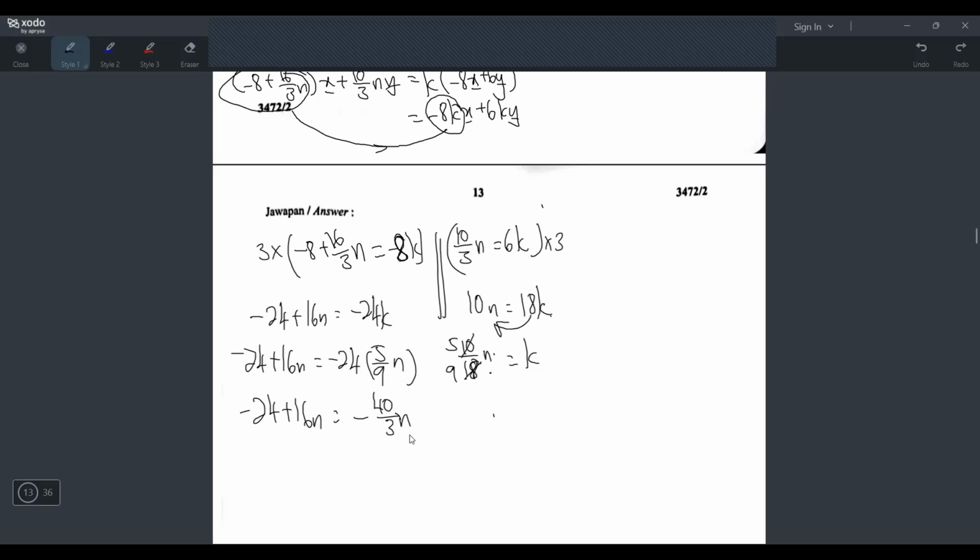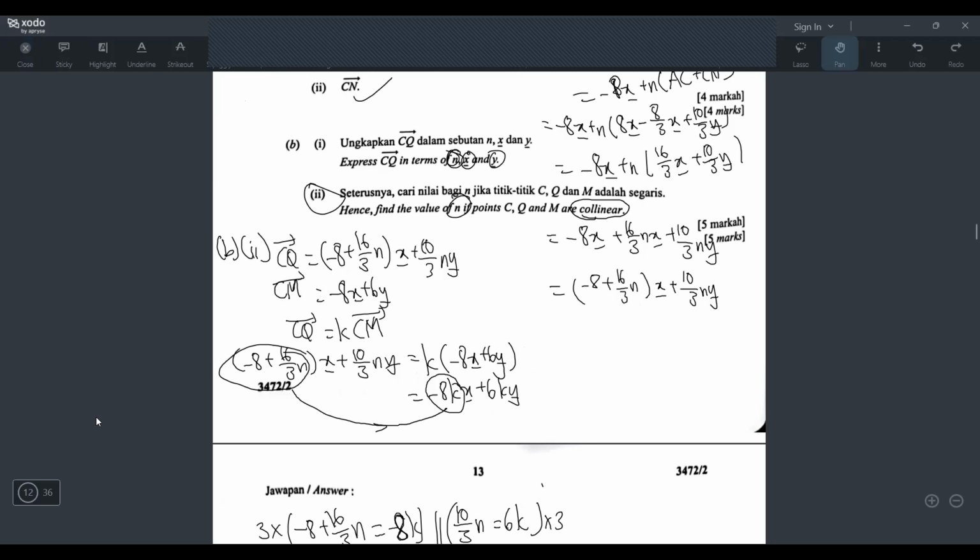Negative 40 over 3n. Okay, n with n can be combined, but let's put it together first. Minus 40 over 3 becomes plus 40 over 3. What is 16 plus 40 over 3? 88 over 3n. And then negative 24, move to the other side, becomes positive. And then how to find n? Okay, divide 3 becomes times 3. So 24 times 3. And then times 88 becomes divide 88. So my calculator gives me 9 over 11. All right. So the answer is 9 over 11.